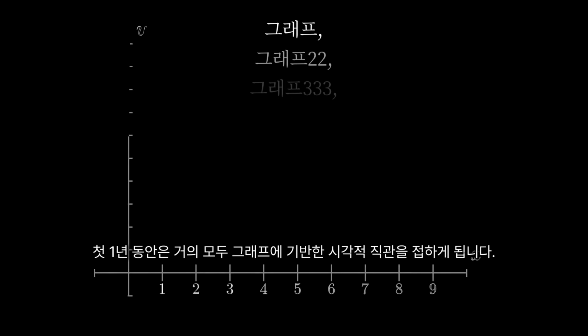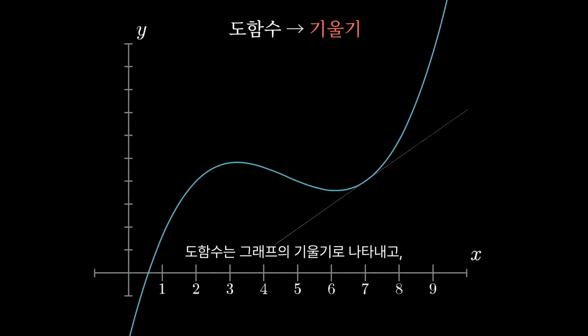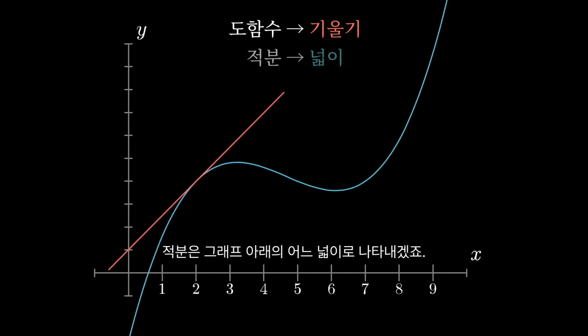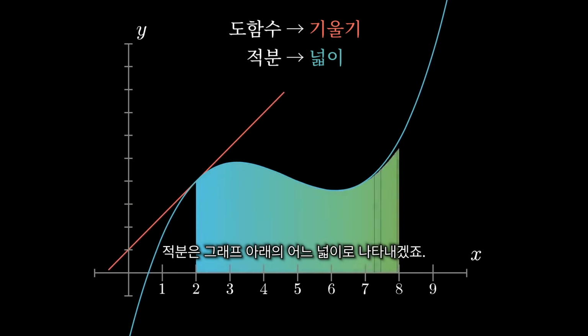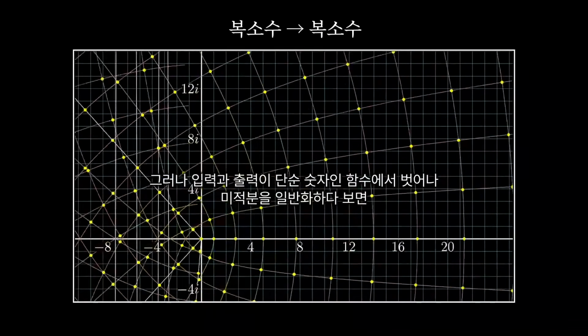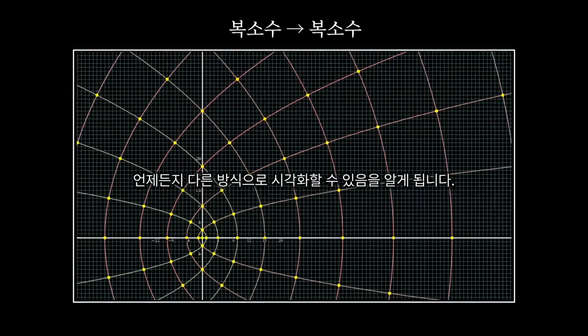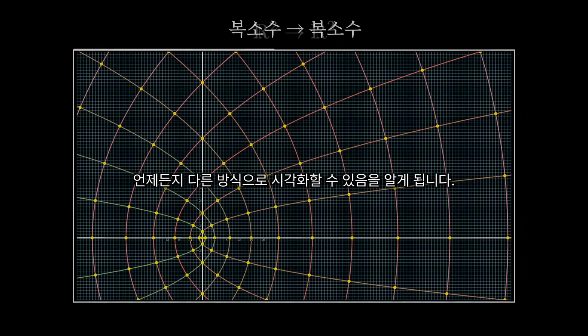You see, almost all of the visual intuitions from that first year are based on graphs. The derivative is the slope of a graph, the integral is a certain area under that graph. But as you generalize calculus beyond functions whose inputs and outputs are simply numbers, it's not always possible to graph the function that you're analyzing. There's all sorts of different ways that you'd be visualizing these things.